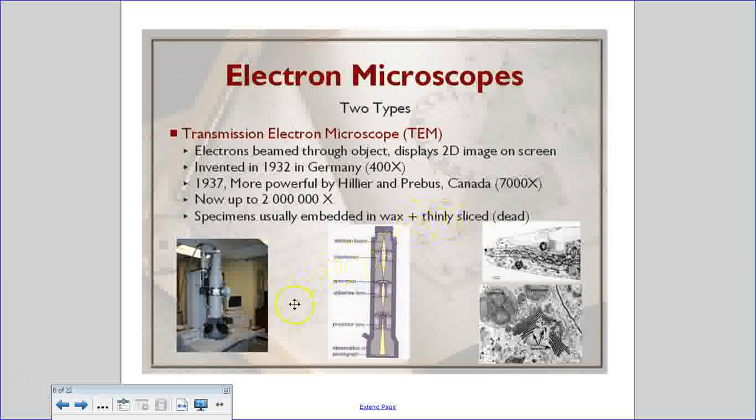It was invented first in 1932. This is just for interest. I'm not going to expect you to know this particular history, okay? But at that point, it was only 400 times magnification. The interesting part is that Canadians made it much more powerful. Only 5 years later, they made it 7,000 times magnification. So it was kind of neat that Canadian researchers were able to improve on the microscope resolution power and magnification.